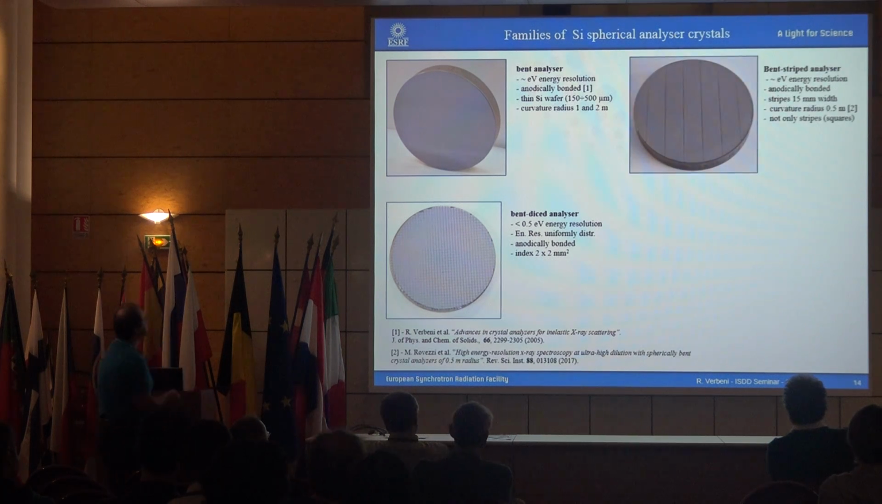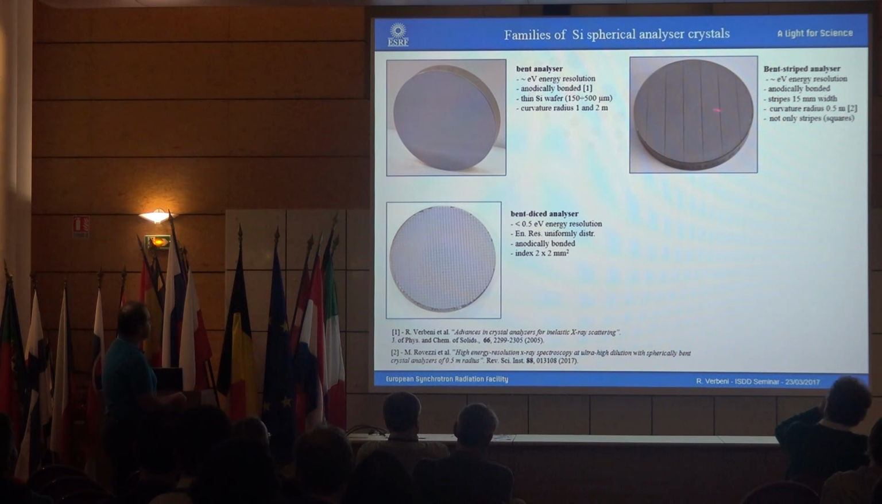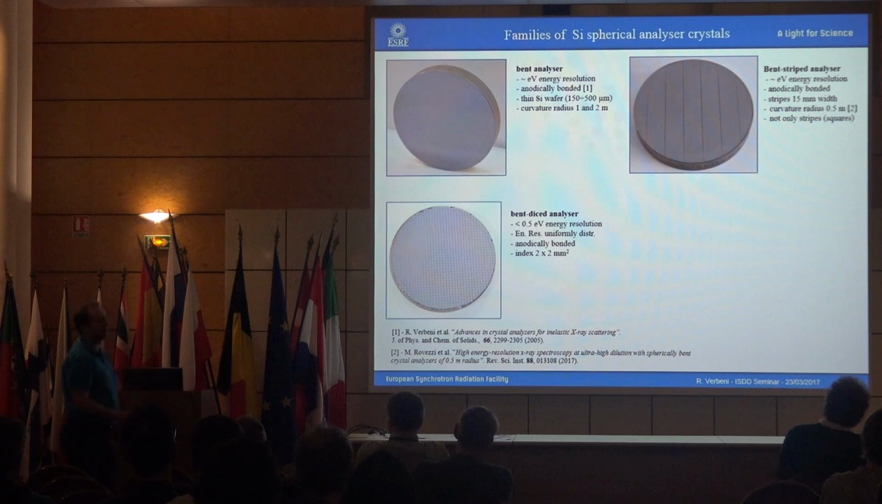Then we have a new type of analyzer we call bend striped. This has been developed for a very small curvature radius, in particular for 0.5 meters curvature radius. This is because if you try to bend even a very thin wafer to half a meter, most of the time you break the wafer. If you succeed in the bonding, the wafer is completely under stress. You have a very huge energy resolution, very stressed. It can be several electron volts.